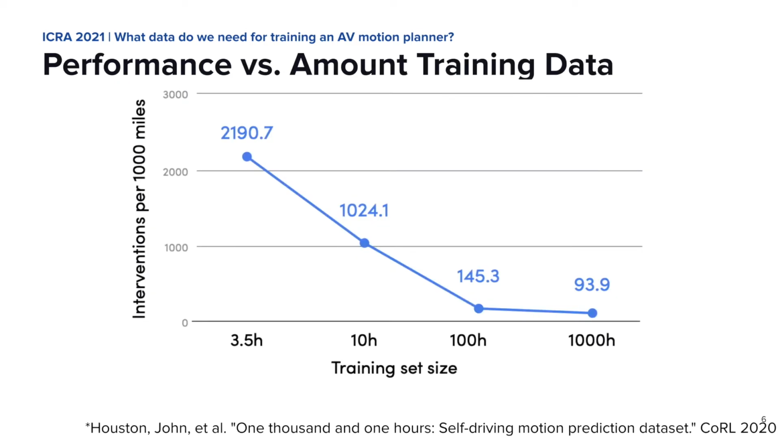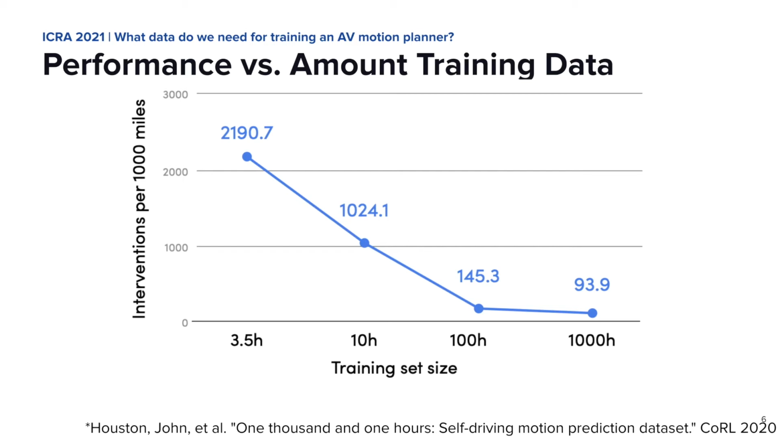Last year, we published a motion prediction and planning dataset that contains 1,000 hours of driving data captured by our in-house self-driving vehicles. We show that the planner performance gets better and better with more and more data. However, even though our dataset is the biggest one at the time we published it, it's still far less than datasets for other tasks, such as image detection. The ImageNet dataset has 14 million examples with annotation.